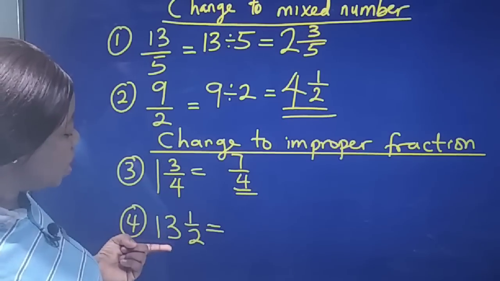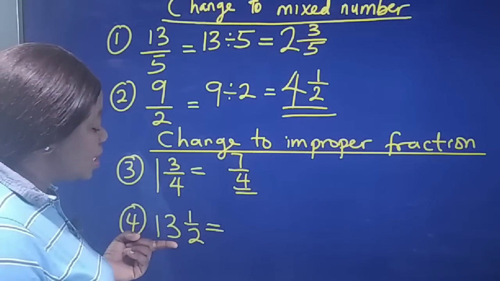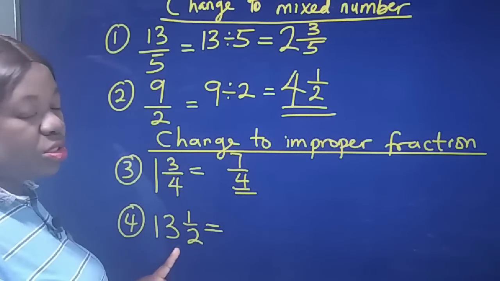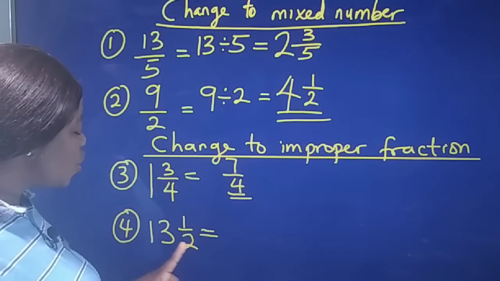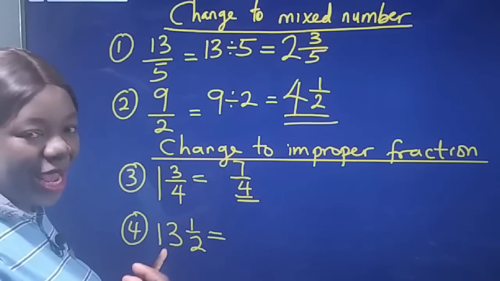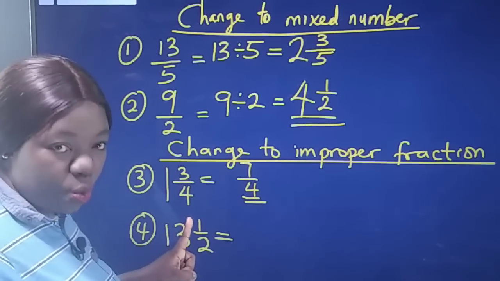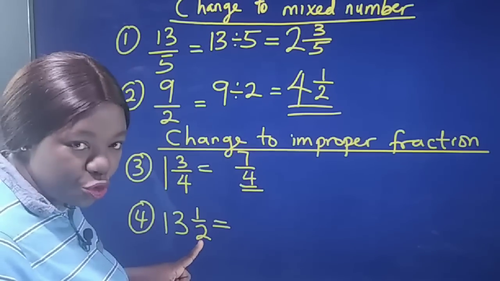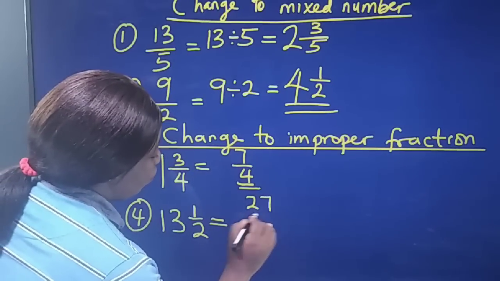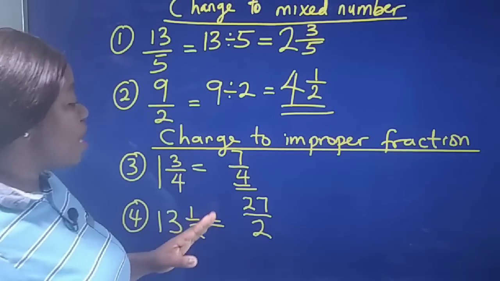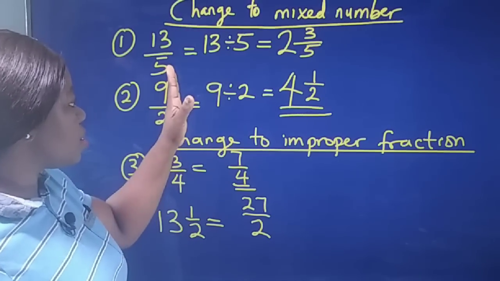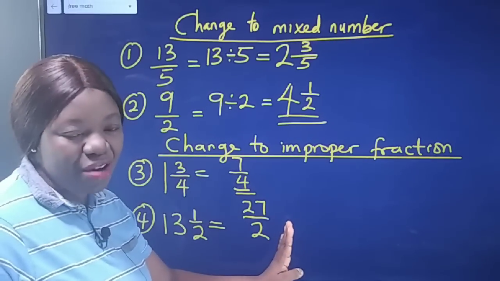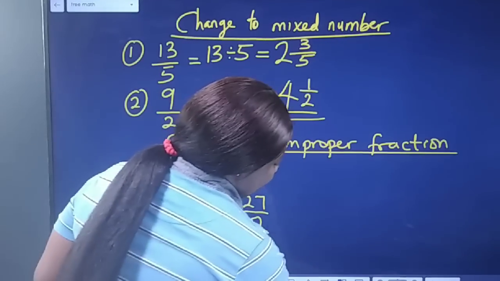Now look at the next one, which is 13 and a half: 13 whole number, 1 over 2. Let's change this to an improper fraction. 2 times 13 is 26. 26 plus 1 is 27. So that will be 27 over 2. So we have been able to change improper fractions to mixed numbers and mixed numbers to improper fractions. Now let's move on. Make sure you write this down.